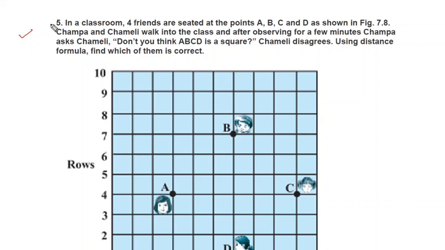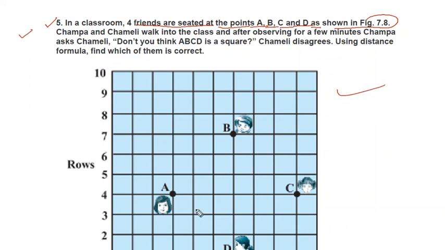So now we are going to discuss question number 5. Let's read the question. In a classroom, four friends are seated at the points A, B, C and D, as shown in figure 7.8. So this is the figure.